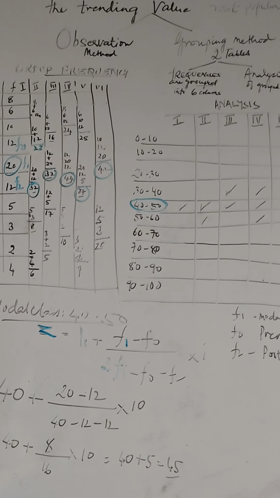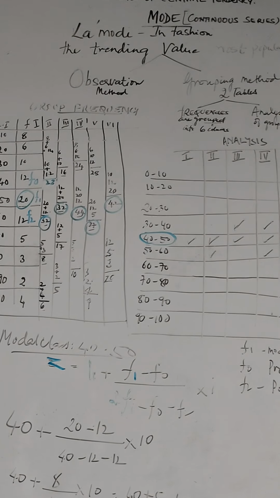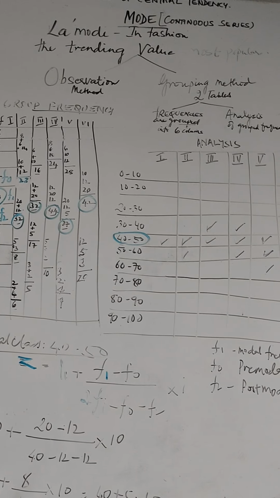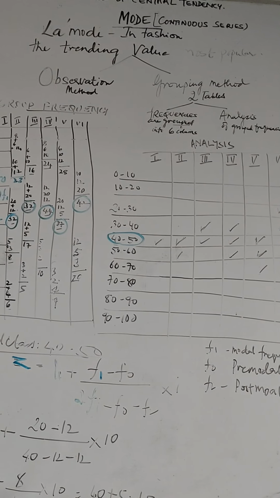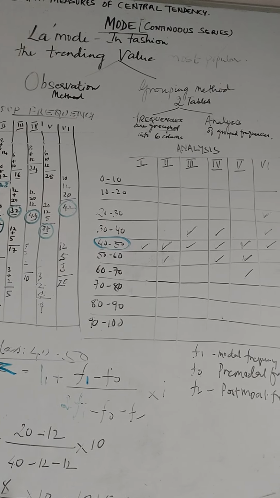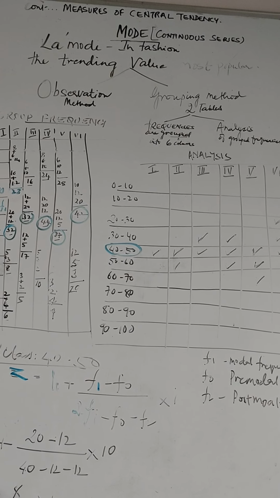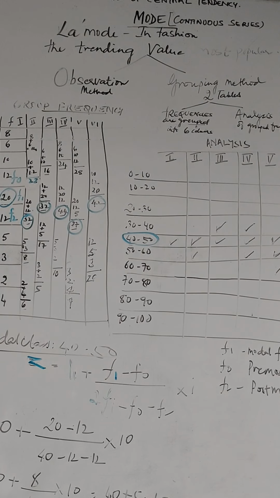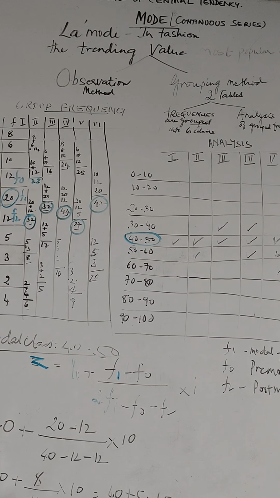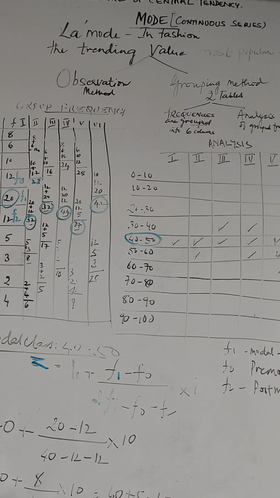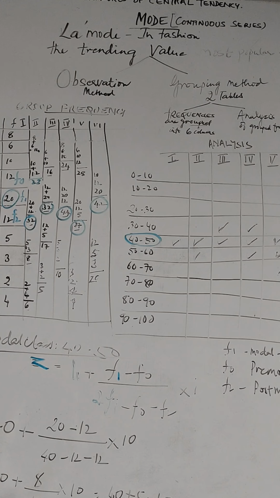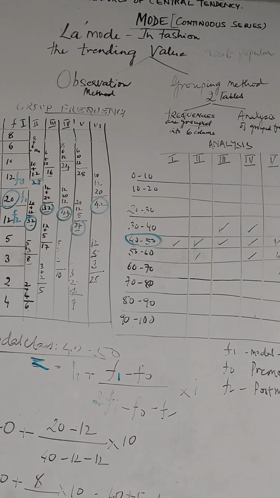Alright. So let's see if I can get everything in here. Yeah, so we get all the 6 columns. So in the analysis table, what we do is we again write the class intervals, and against the class intervals we are writing the columns, and in the columns we are going to put a tick mark as we go on.